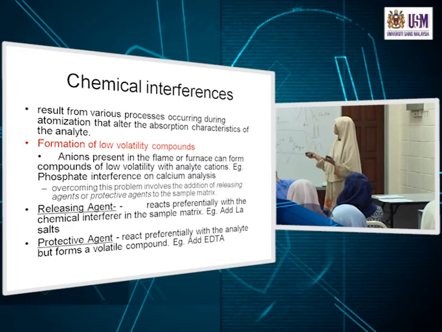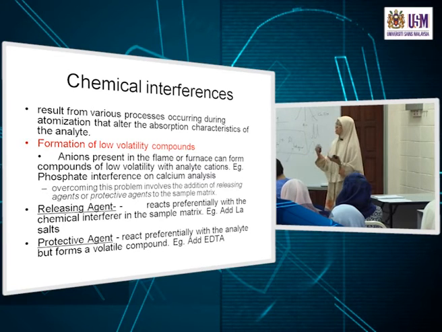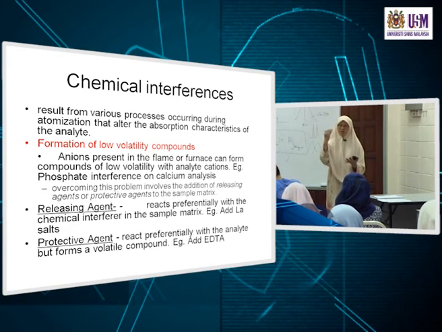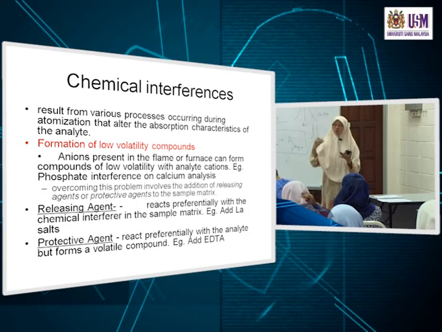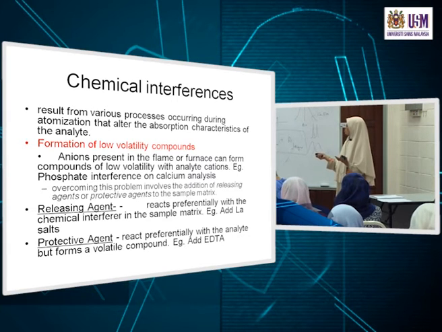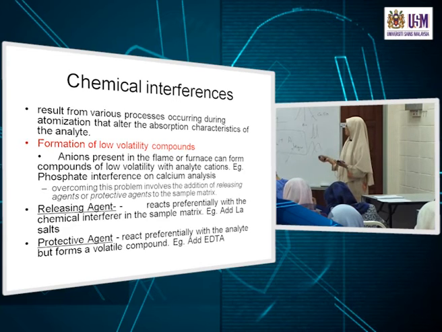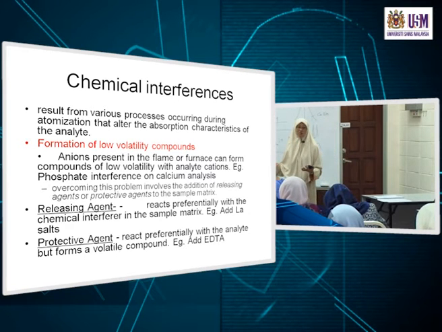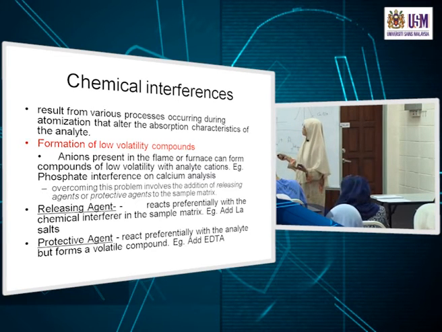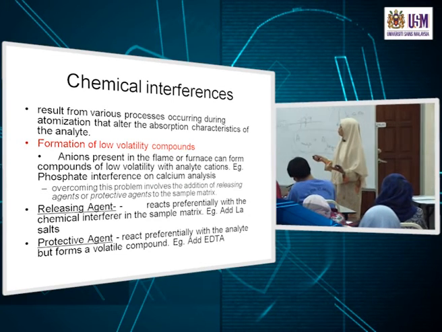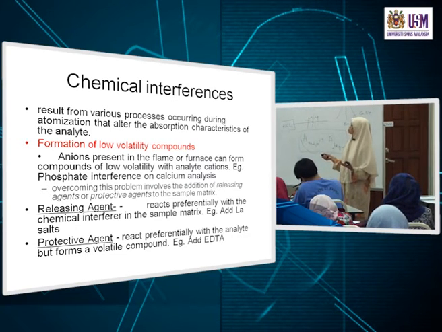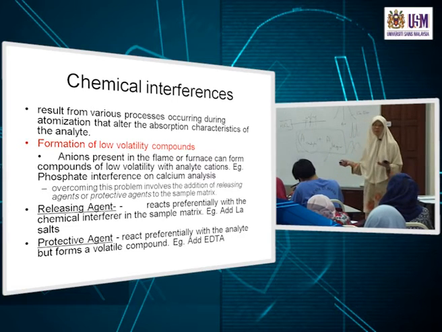Because of the lower volatility due to the presence of phosphate, you get fewer calcium atoms being formed, and naturally your absorbance is lower than what it should be when there was no phosphate. So in this case, the phosphate interference lowers your absorbance. How do you overcome that? Because if it's in your sample, how are you going to get rid of that phosphate? For such interferences where you form compounds of low volatility, there are two ways of overcoming that.